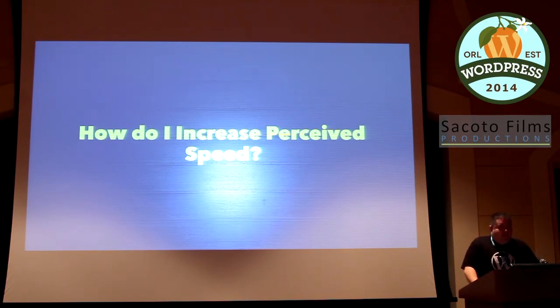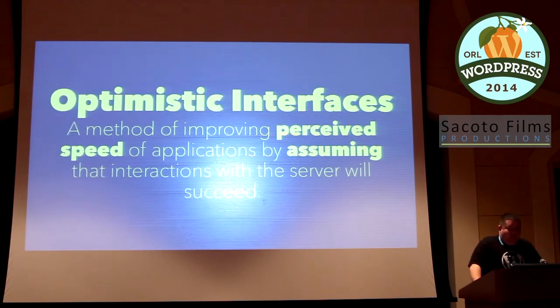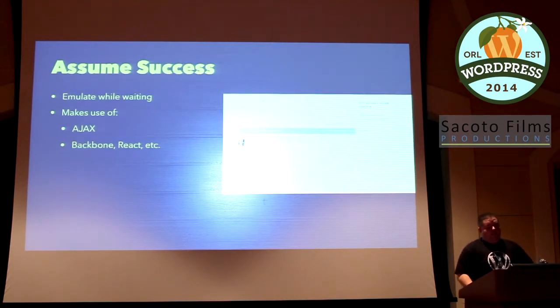And the best answer I found to this is you use what's called an optimistic interface. It's just a method of improving the perceived speed by assuming that an interaction will succeed. So by assuming success, we can emulate that request while we wait. And emulating is going to make use of, obviously, Ajax and Backbone and React and all kinds of different JavaScript stuff. So we're not strictly talking PHP here.